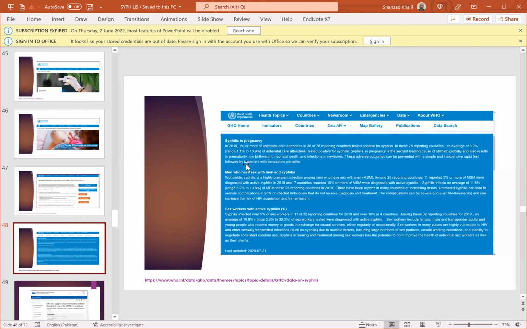These are the different parameters they are going to touch in this strategy to reduce syphilis in pregnancy, men who have sex with men, sex workers, etc.